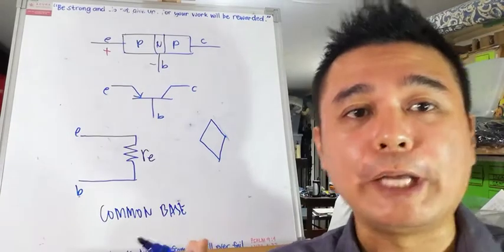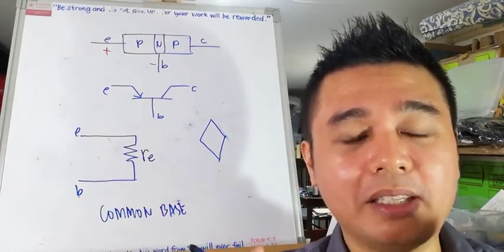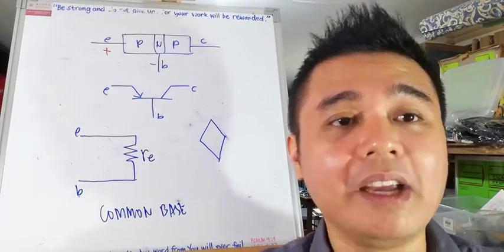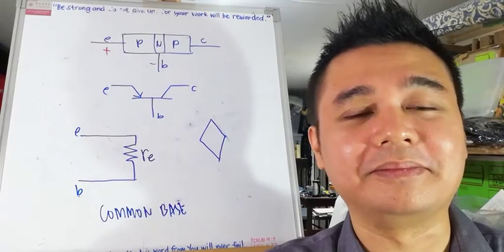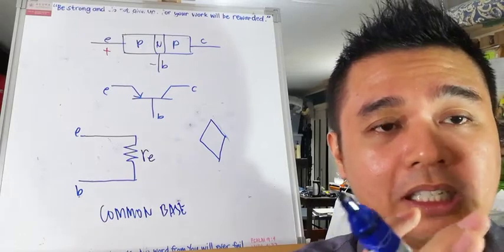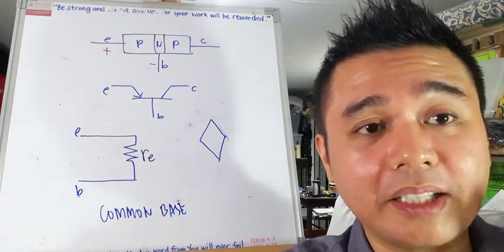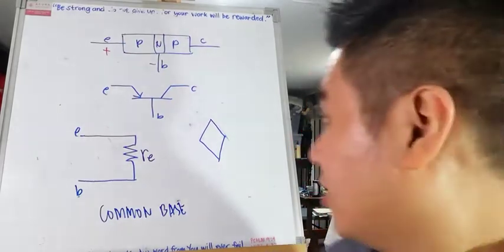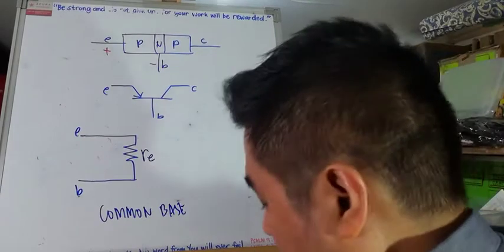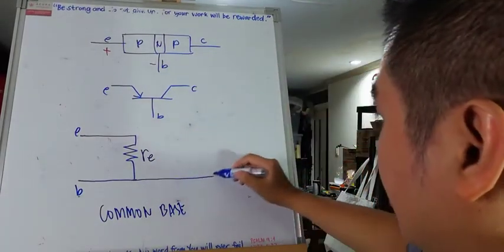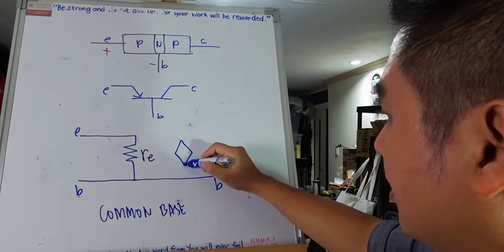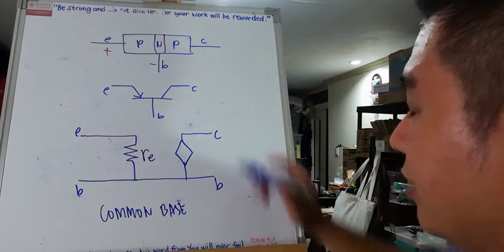In this case, sa R sub E model, i-represent natin yung output side by a dependent current source. Okay? Ano ba yung output current ng common base? Hindi ba't I sub C? Therefore, yung output side natin should be represented in terms of I sub C. So, i-drawing natin siya dito. Ito yung ating common, yung base. Magkakaroon tayo dito ngayon ng diamond shape. And this is your collector.